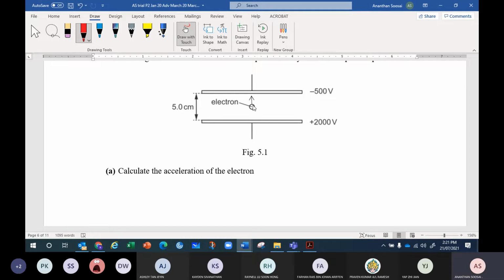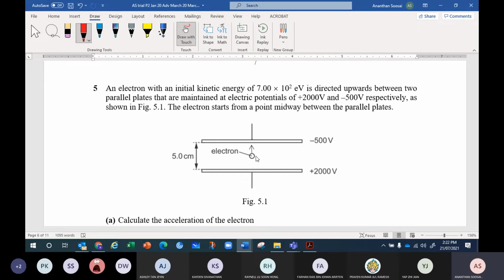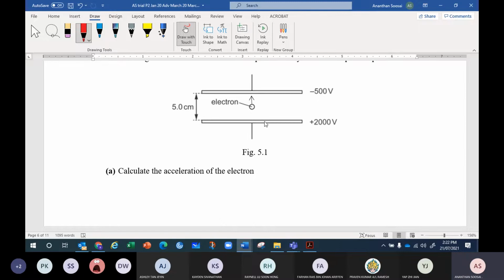Negative plate is on top. The electron has this much kinetic energy. It was directed upward, but of course it's going to repel downwards, because the negative plate is on top. They're asking, is it able to touch the plate or not? So how to know whether the electron is going to touch the plate? The kinetic energy of the electron must be at least the same as the work done against the field. You must check how much work needs to be done for this electron to touch that plate.